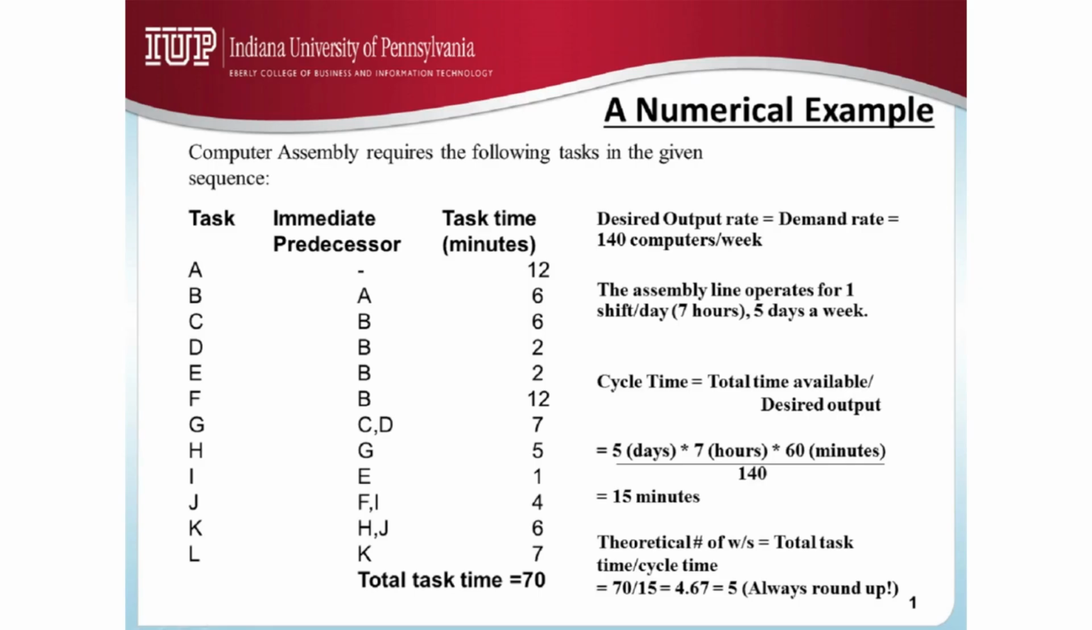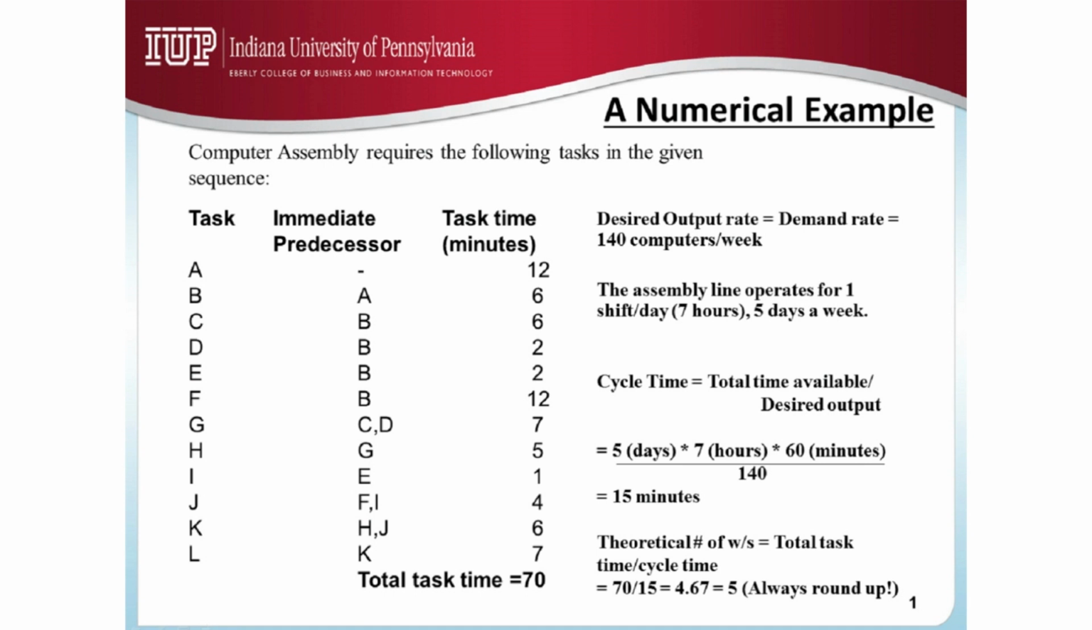This is a computer assembly example which has 12 tasks, A through L. And each of these tasks have immediate predecessors. If you recall, in project management also we had a similar example when we did the critical path method. It is very similar to that here.